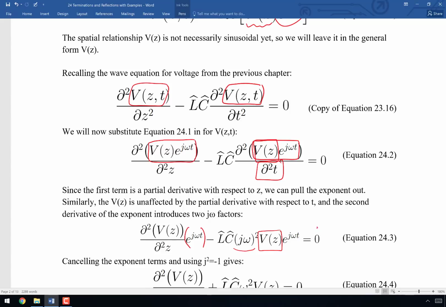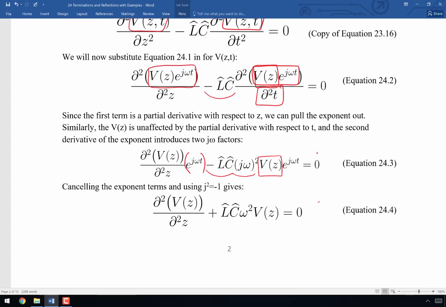The first derivative gives me a j omega from the chain rule, and then the second derivative gives me another j omega from a second application of the chain rule. So it becomes j omega, the quantity squared. Don't forget that there was already a negative L hat C hat, so I'm going to keep the negative L hat C hat, and then the e to the j omega t just sticks onto the end there.